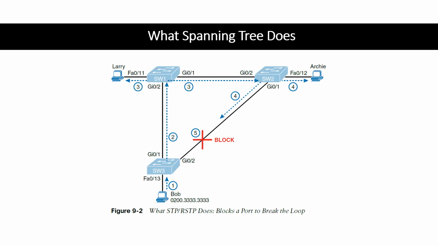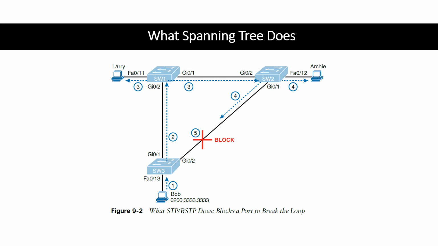So this looks a little better, right? We have one way in, one way out, one way to different hosts. We don't have multiple ways, which would cause a storm. So what does spanning tree do? We see here something that's different on the diagram from before. It's blocking a port to break the loop.